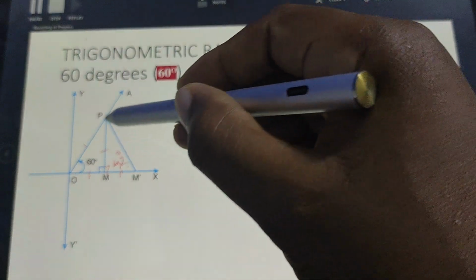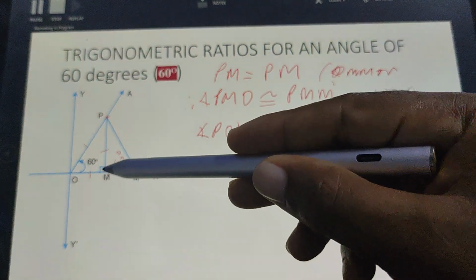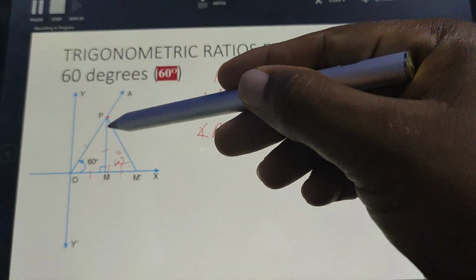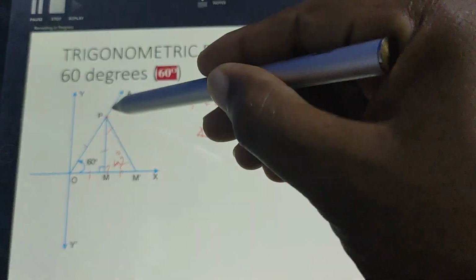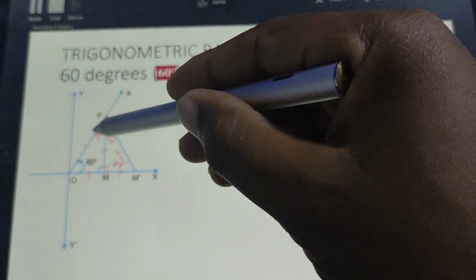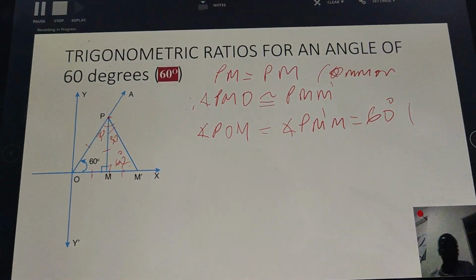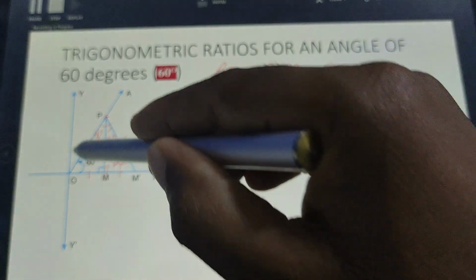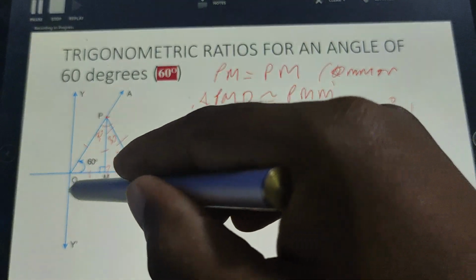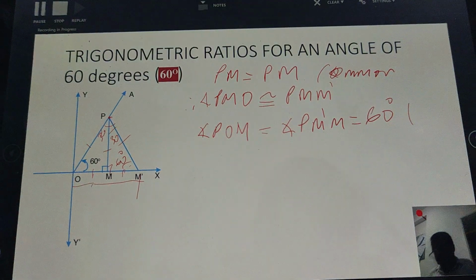It means if you do angle sum of a triangle, if you do this 90 plus 60, that's 150. 180 minus 150, it means you have 30 degrees here. The same will apply to that. 30 degrees. So you have one equilateral triangle as well, which means this side, that side, and this whole side are equal.